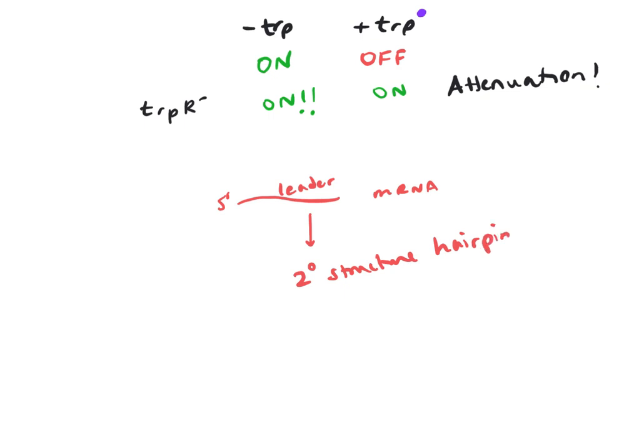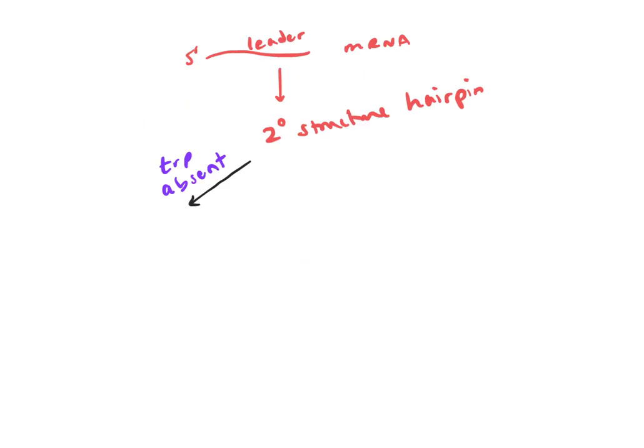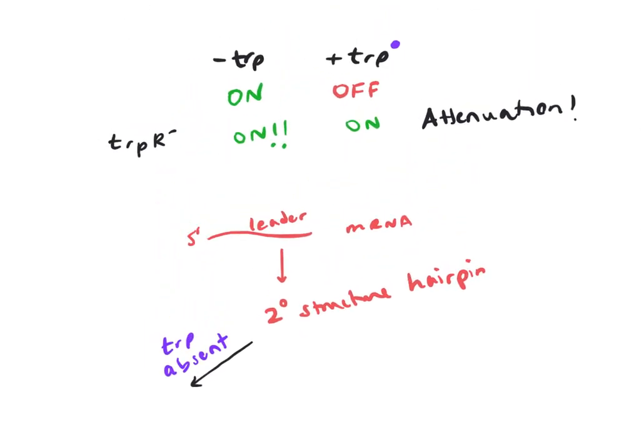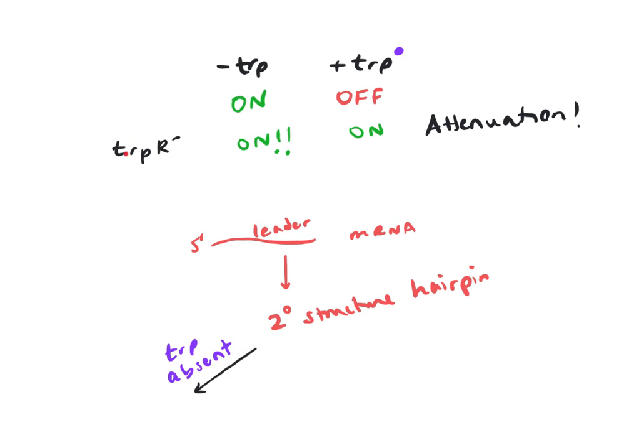So there are different ways that this sequence can form a hairpin depending on the presence of tryptophan. The secondary structure is dependent on the presence of tryptophan. So let's see how that works. Let's say tryptophan is absent. Remember, I said when tryptophan is absent in the TRPR mutant, there's a lot of expression. There's a lot of transcription and translation of this. So how does this work?